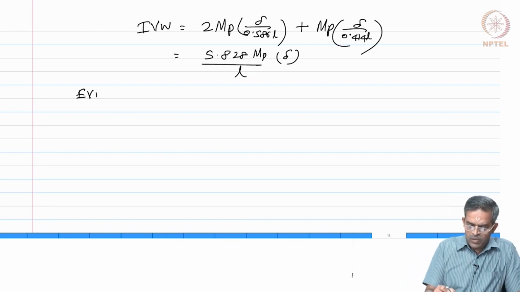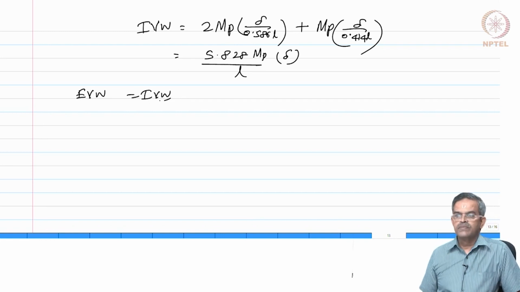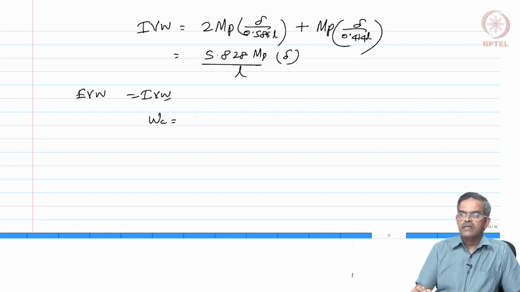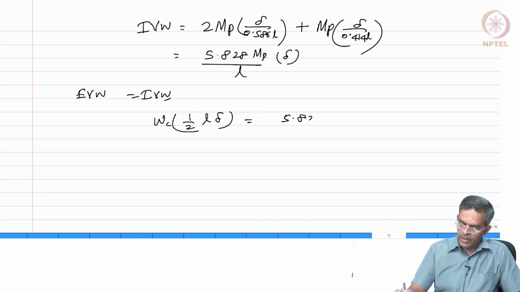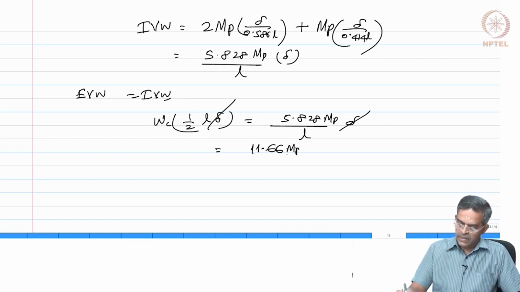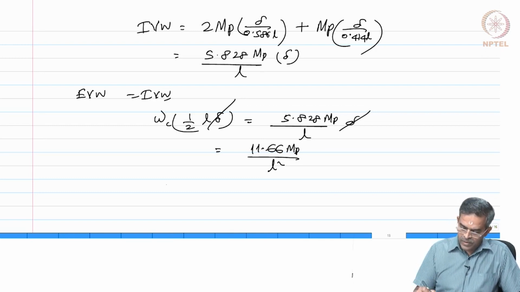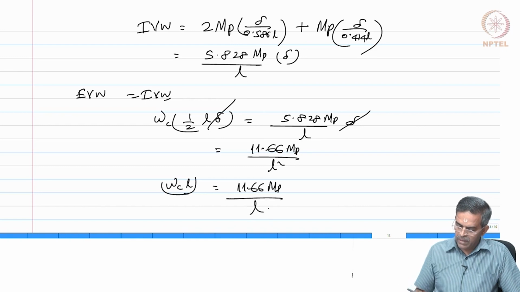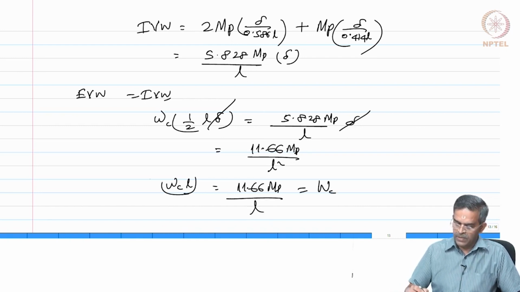So, by equating external virtual work to internal virtual work, we get WC into half L del is 5.828 MP by L del. So, del goes away. So, it will come 11.66 MP by L square, or this is small WC, right? WC into L is 11.66 MP by L, which is capital WC.